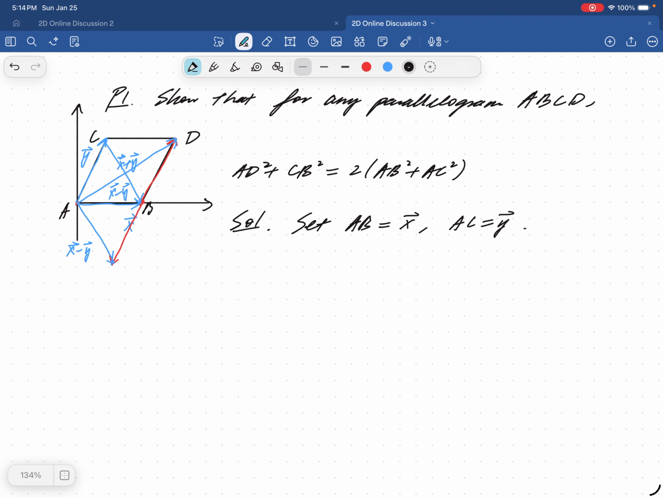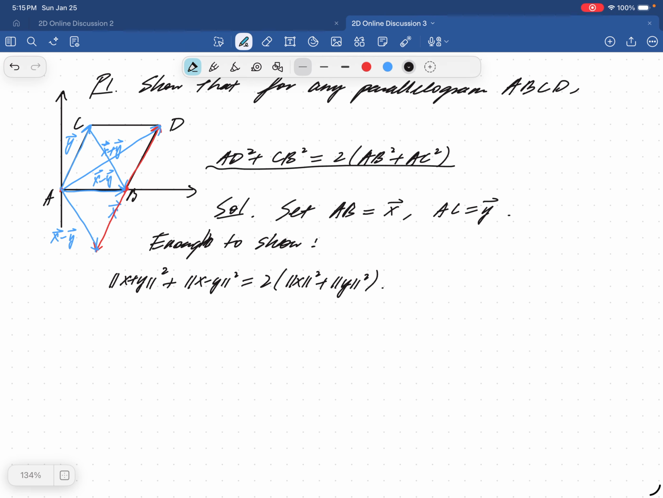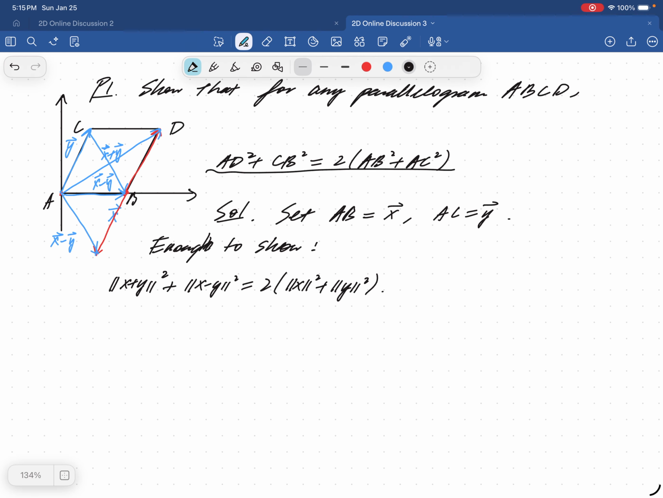Now we can notice that to prove this proposition, this is equivalent to showing the following statement: that the length of x plus y squared plus the length of x minus y squared is equal to 2 times the length of x squared plus the length of y squared. Great. So let's start with the left side, and see what that is.